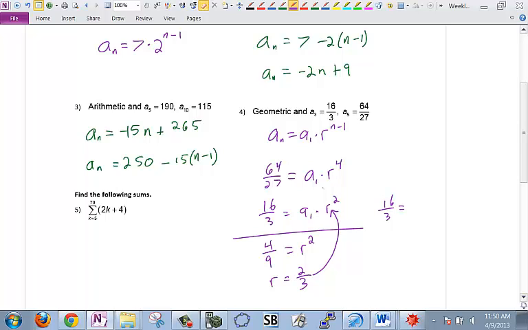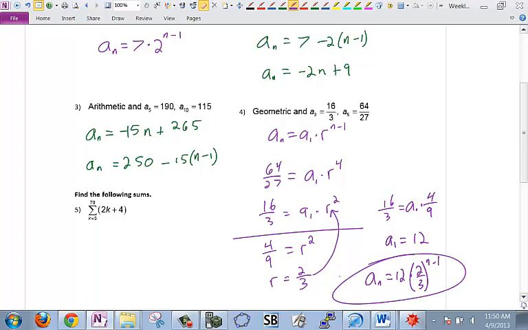Okay. So we get 16 thirds equals A1 times r squared, which is 4/9. So when we divide both sides, we end up with A1 being 12. Right? Or negative 12, depending on what you got. So your expression should be 12 times 2/3 to the n minus 1. Well, you just multiply the 16 thirds by 9/4.